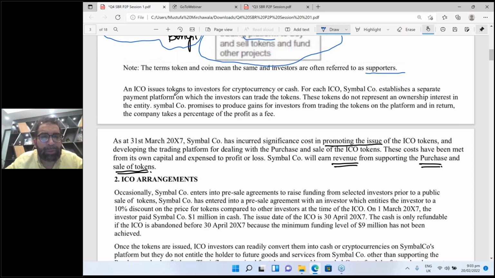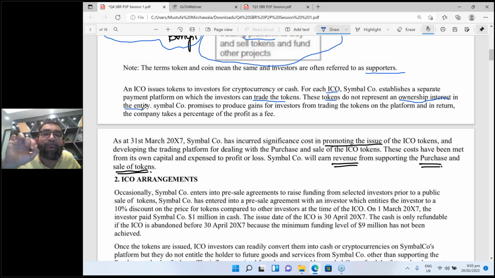An ICO issues tokens to investors for cryptocurrency or cash. For each ICO, the company establishes a separate payment platform, the trading platform on which the investor can trade the tokens. These tokens do not represent an ownership interest in the entity. So listen, there are two words.